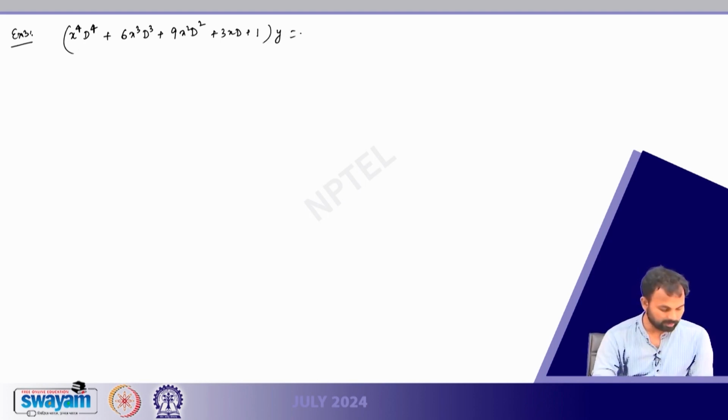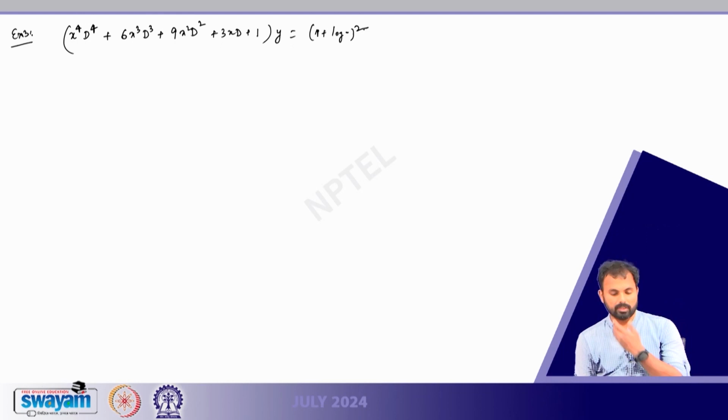So, x to the power 4 d to the power 4 plus 6 x cube d cube plus 9 x square d square plus 3 x d plus 1 of y equals to 1 plus log x whole square, right. So, 1 plus log x whole square. So, here we can see we have x to the power 4 d to the power 4. So, it is not difficult to handle, you just have to determine the expressions for x dy by dx, x square d square y by dx square, x cube d3 y by dx cube, and x4 d4 y by dx4.